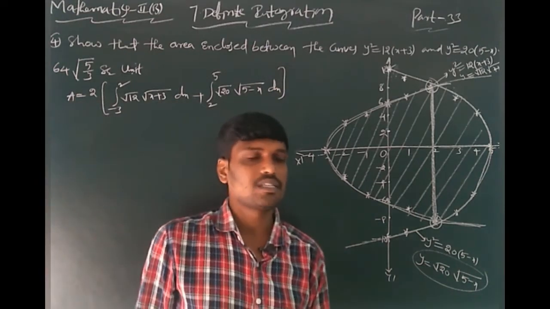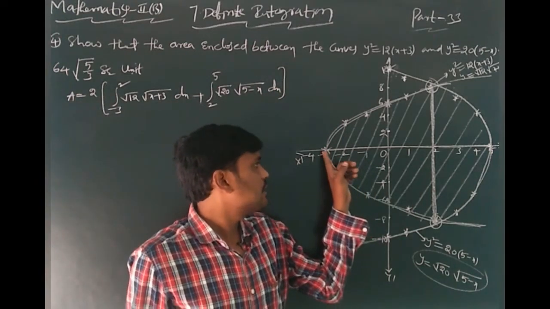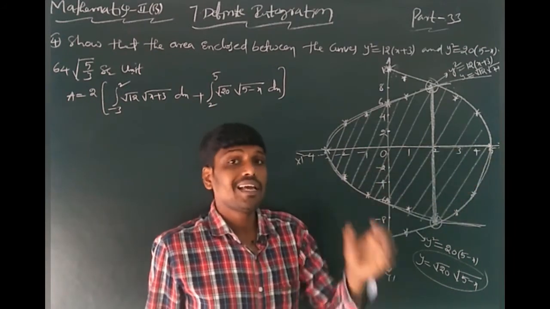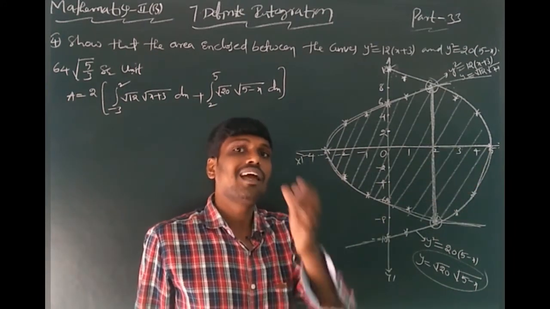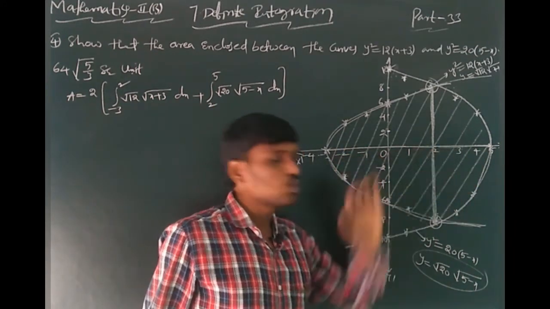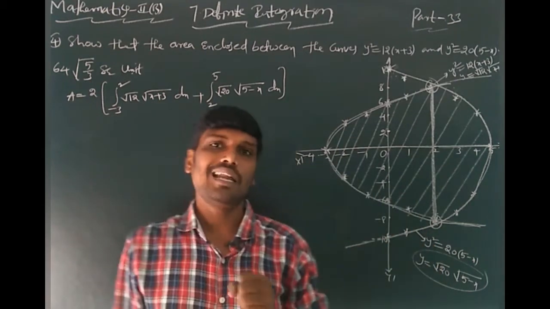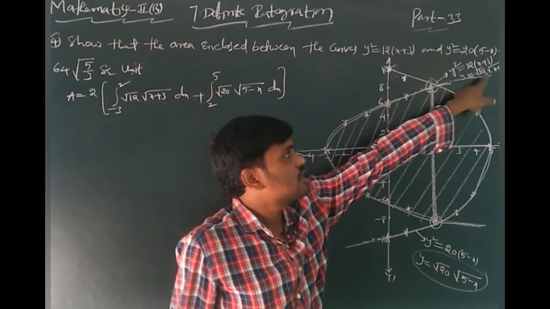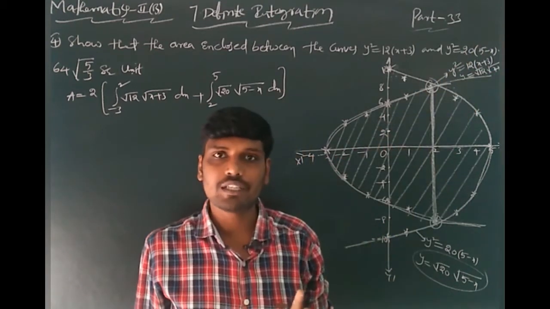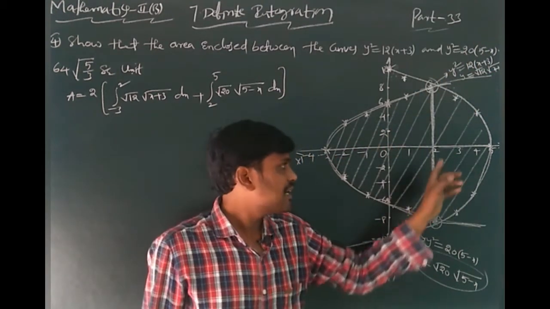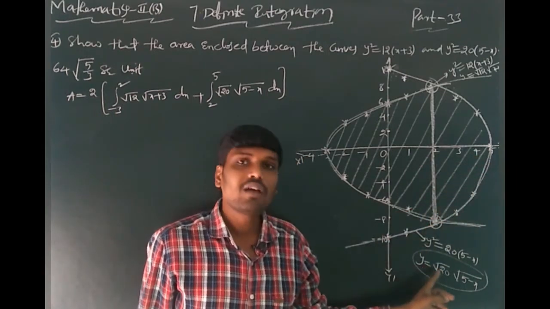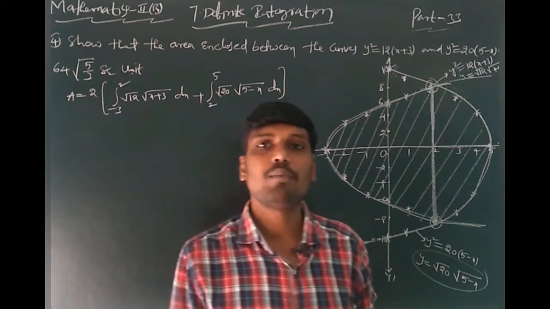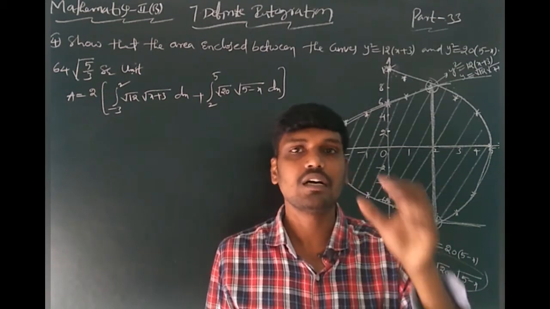Once again, students, this curve lies between the minus 3 to 5 interval. This minus 3 to 5 interval divides into minus 3 to 2 as one interval and 2 to 5 as another interval. In the minus 3 to 2 interval, the curve y is equal to square root of 12 into square root of x plus 3 lies. In the 2 to 5 interval, the curve y equal to square root of 20 into square root of 5 minus x lies.